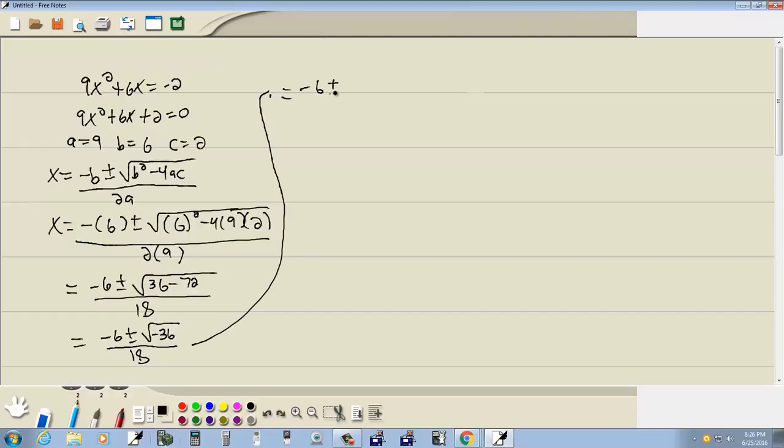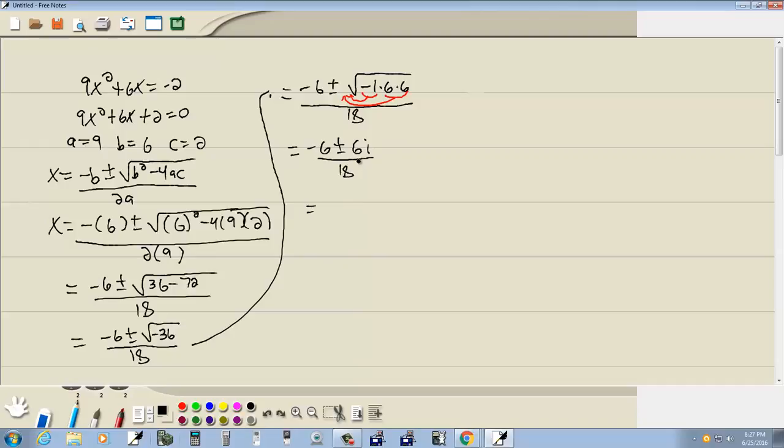Always simplify your radicals at any point in the process. -36 is -1 times 6 times 6 over 18. Now remember, we're looking for a pair of something. Here's a pair of 6's, so it can come out as a single 6. And this -1 will come out as an i. So we got -6 plus or minus 6i over 18.